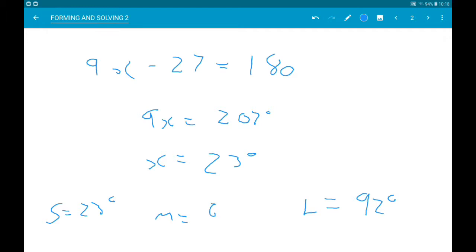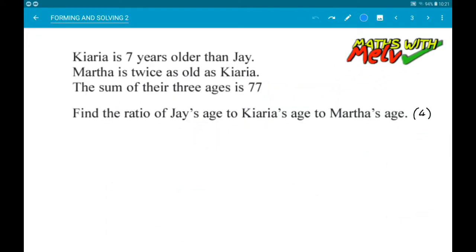Okay, number 2. Kira is 7 years older than Jay. Martha is twice as old as Kira. The sum of their three ages is 77, so that means adding all three ages together. We want to find the ratio of Jay's age to Kira's age to Martha's age.